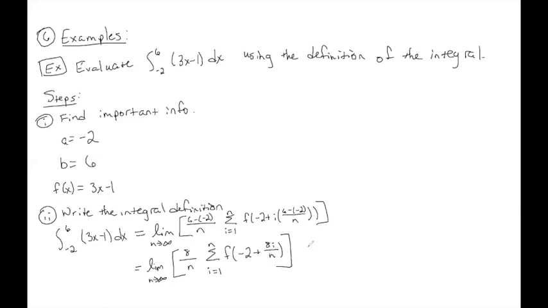Okay, and the last thing to do is, well, I know what f of x is, so I just plug this thing in for x. I'm just trying to get this into something that I can work with. So I have 3 times -2 plus 8I over n, minus 1. And I'll put this whole thing in parentheses to denote that I'm taking the sum of this whole thing. I can't lose any part of that. Great.